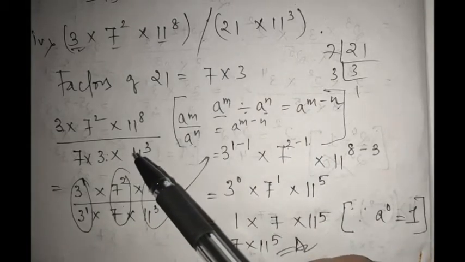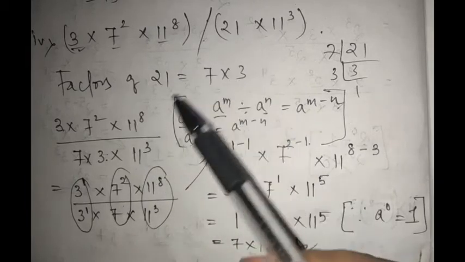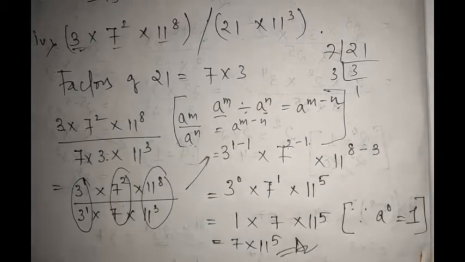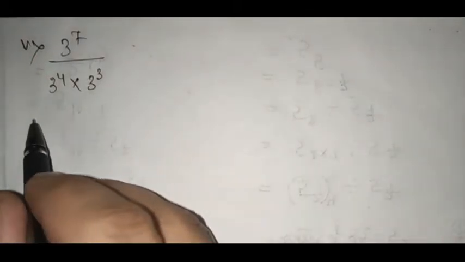Prime factors of 21 you have to find here, in this manner, using the rule which I told you yesterday. We are going to solve that. Okay, so let us solve question number 5, the part 5 question from question number 2 of exercise 13.2.